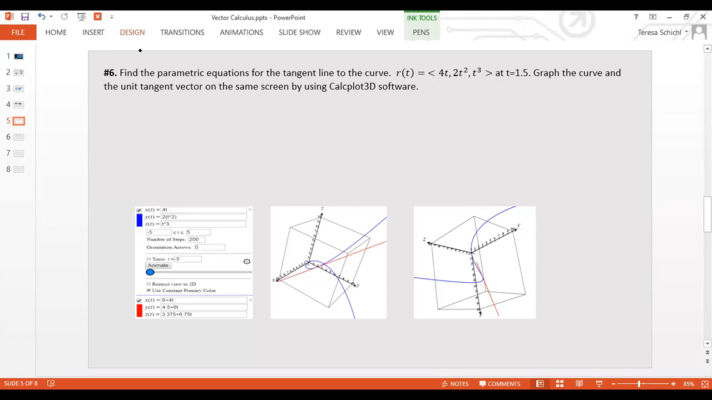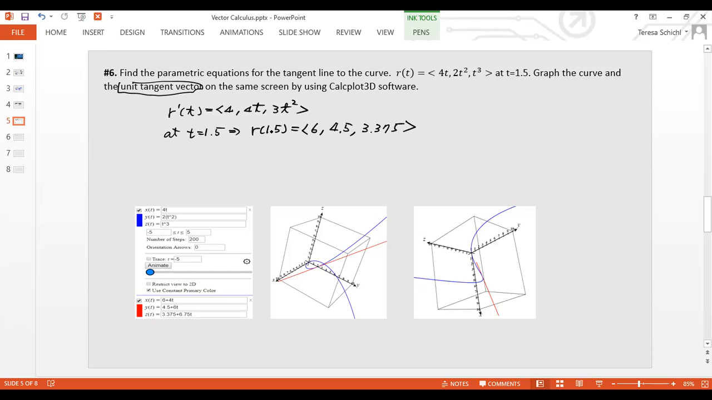So the same things here, right? If I want to find the tangent, so we want to find the unit tangent vector here. The first thing I do is find the derivative, right? So the derivative here will be 4, 4t, and 3t squared, right? Correct? Okay, so then at t equal to 1.5, what is my r of 1.5 going to be? You plug in, so it's 4 times 1.5, so it's 6, and 4.5, and 3.375.